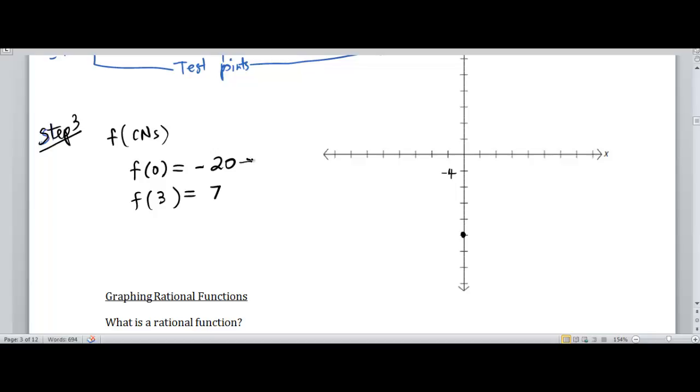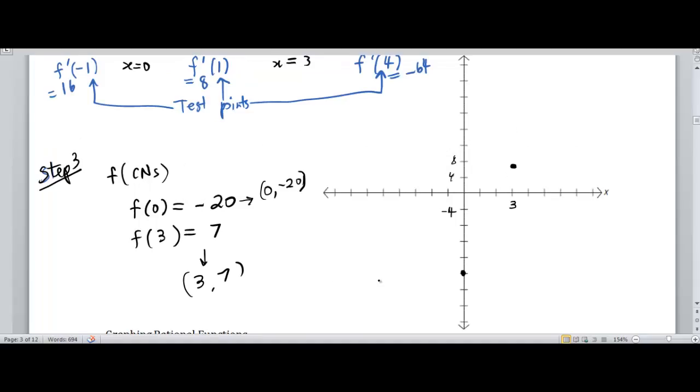And if it helps you, you can write out the points. My points are 0, negative 20, and 3, 7. These are actual points on the graph of f. Okay, 3, and then this is 4 and 8. So this is 3, and 7 over here.